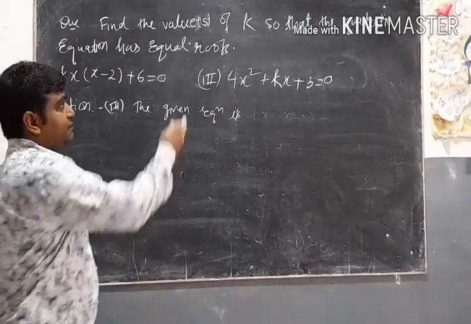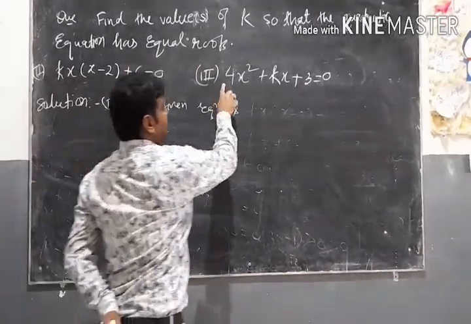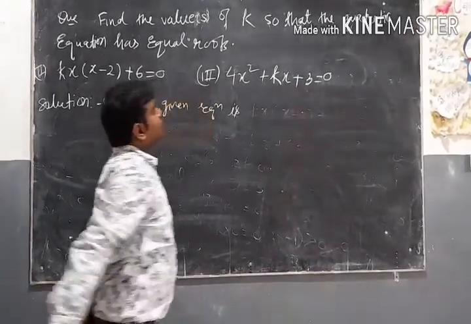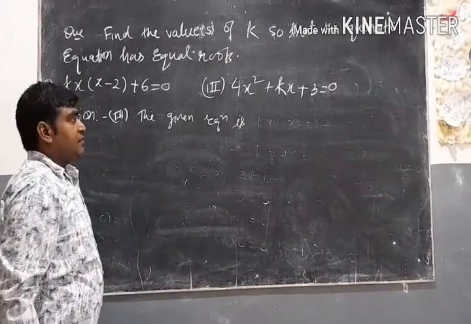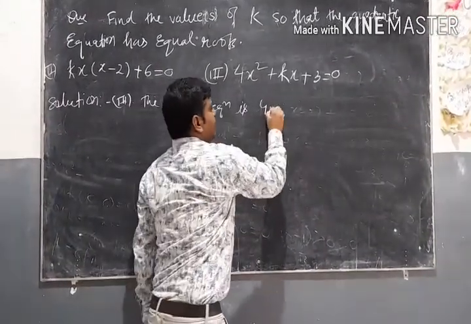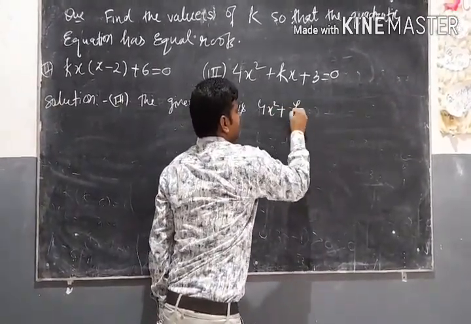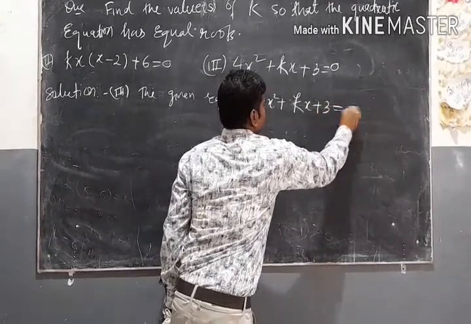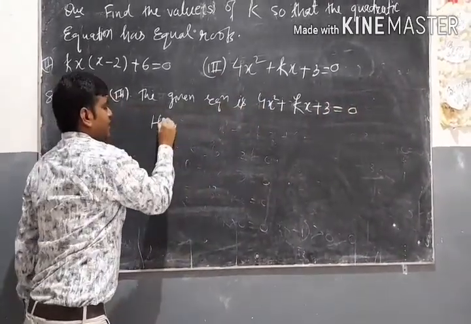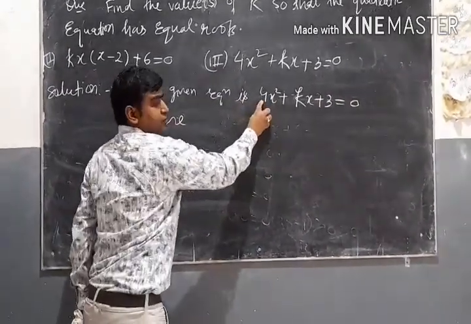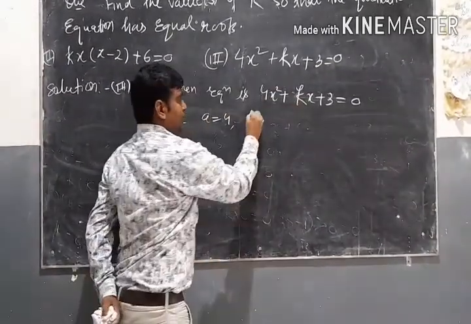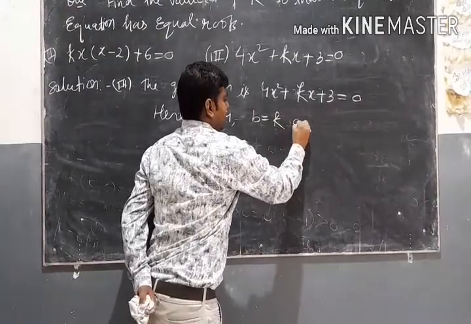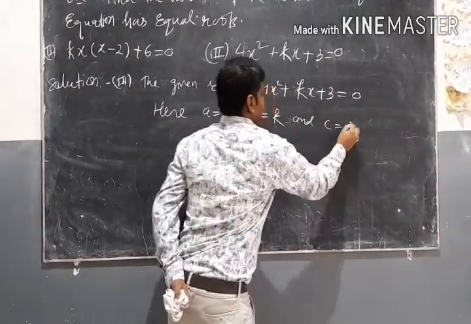Find the value of k so that the quadratic equation which is 4x square plus kx plus 3 equal to 0 has equal roots. So write the solution. The given equation is 4x square plus kx plus 3 is equal to 0. Here the coefficient of x square is 4, so a is equal to 4. The coefficient of x is k, so b equal to k, and the constant term c is equal to 3.